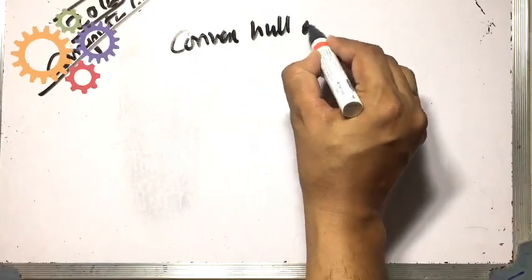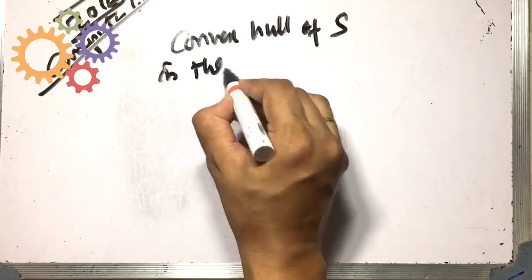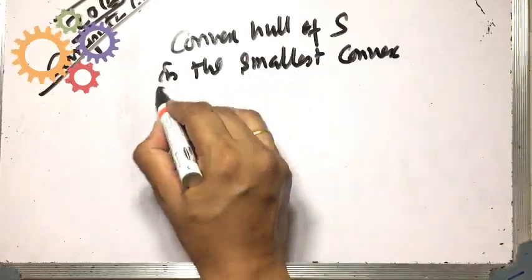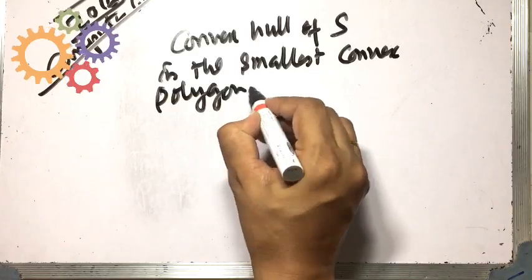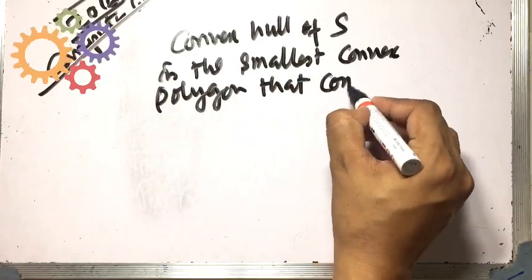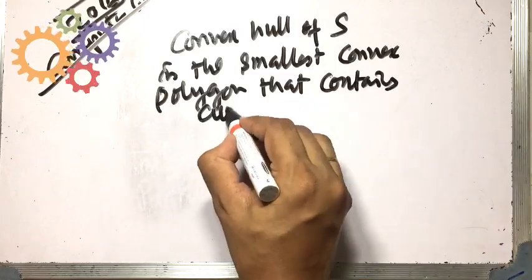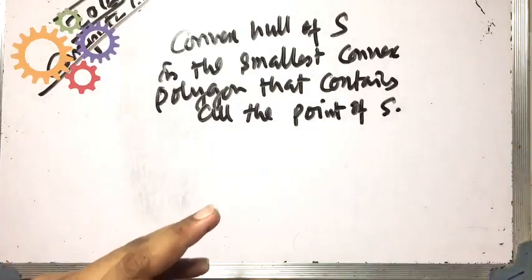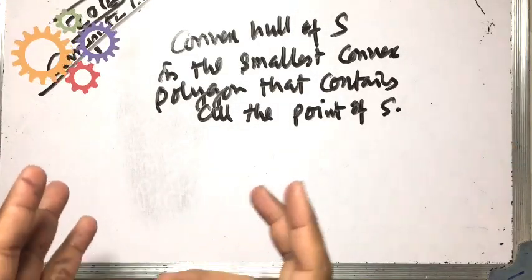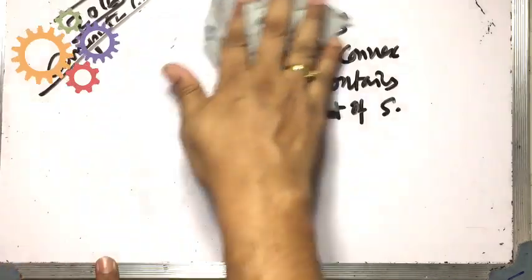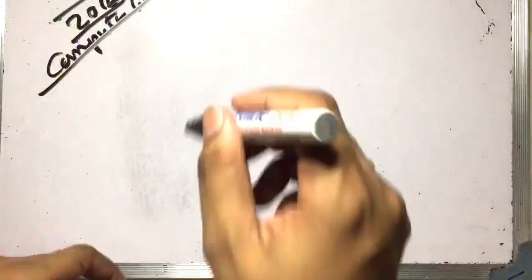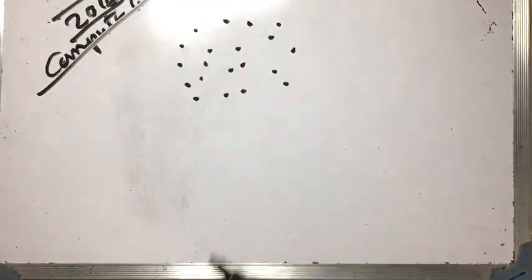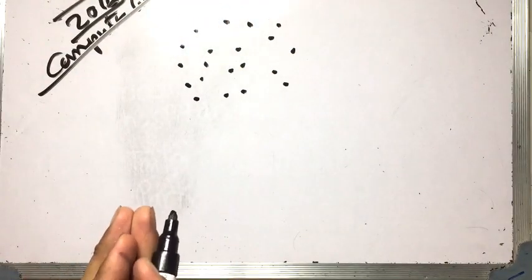Convex hull of S is the smallest convex polygon that contains all the points of S. Suppose I make a point list here, from which I have to draw the convex hull.